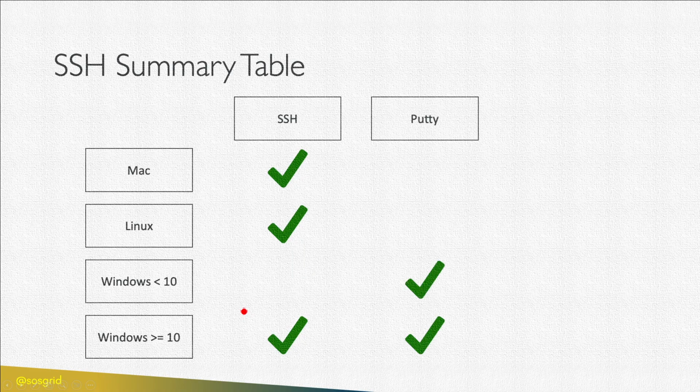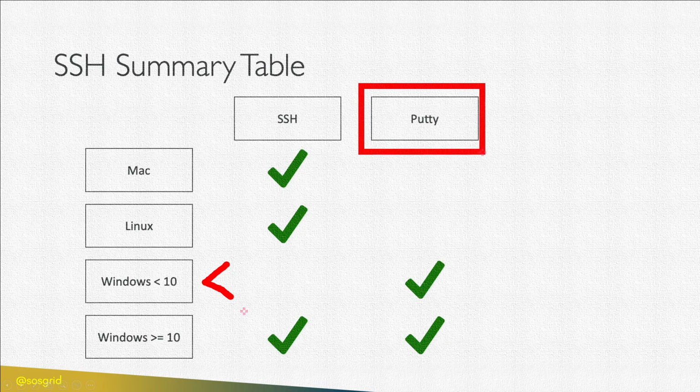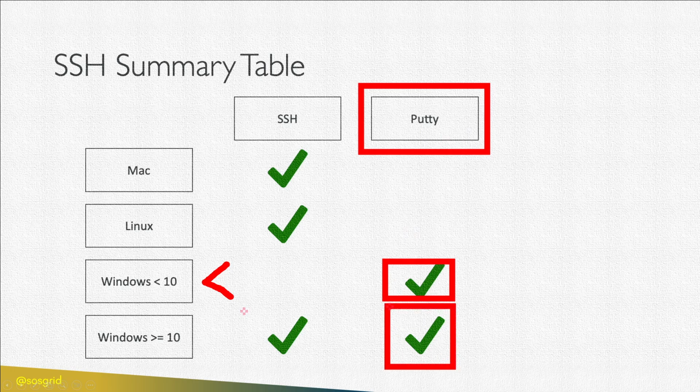But if you are using a version less than Windows 10, you need to download what we call PuTTY. Okay, so PuTTY works for a version less than Windows 10, and even if you are using a version greater than or exactly Windows 10, it works for it.